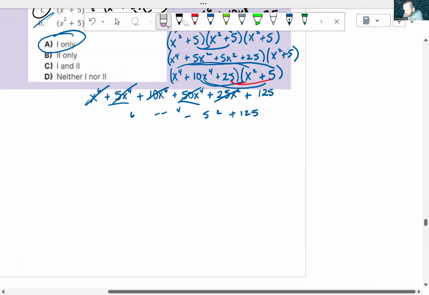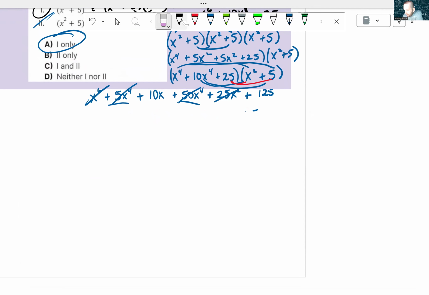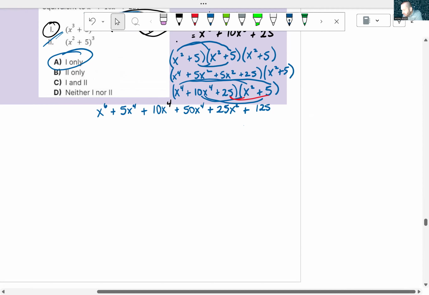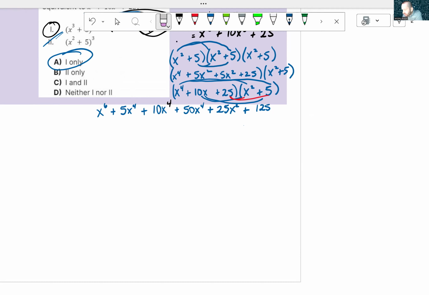Let me go back. So if you already found that, that's awesome. I'm going to erase these. You found that earlier. Thank you for doing that. This was supposed to be 10x to the fourth. So when I added these 5x squareds together, I put 10x to the fourth, but that's 10x squared. 10x squared times x squared is 10x to the fourth. And then that messed up a lot of other calculations also.